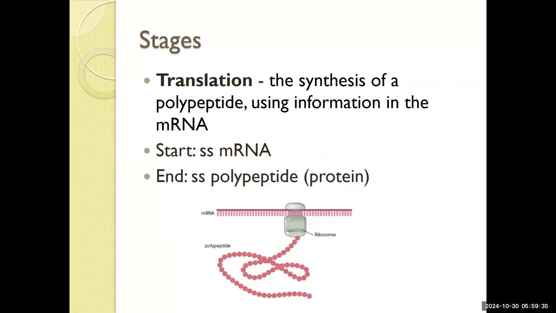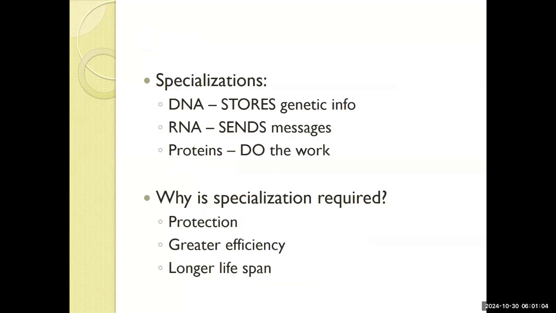Translation is what happens to that messenger RNA, and it is the synthesis of a polypeptide protein chain that is able to do stuff, to actualize the instructions. And so recognize the specialization. DNA stores genetic information. RNA sends messages, translates it, and proteins do the work.